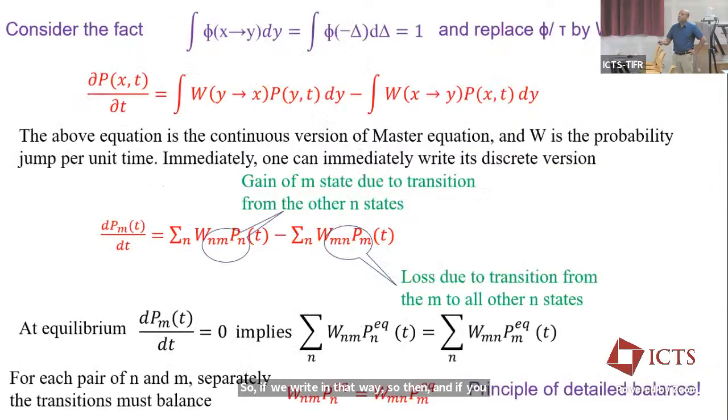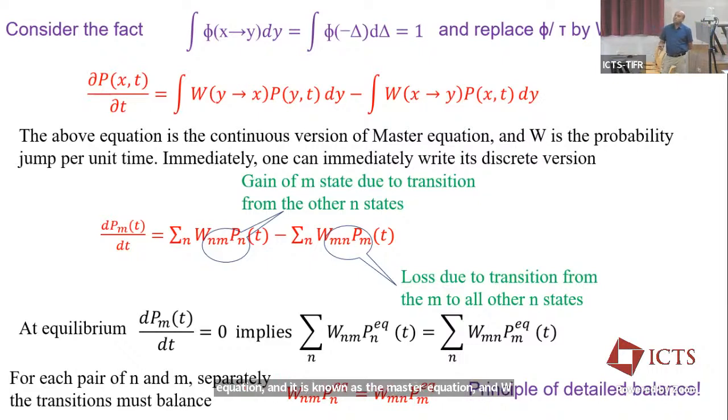So ultimately we can arrive at this type of probability balance equation: dp x t by dt, that is, del p x t by del t, equals the integral of the transition probability from y to x multiplied by the probability at time t, minus x to y multiplied by the probability at x at time t. This is a kind of probability balance equation, and it is known as the master equation, and W is the probability jump per unit time.